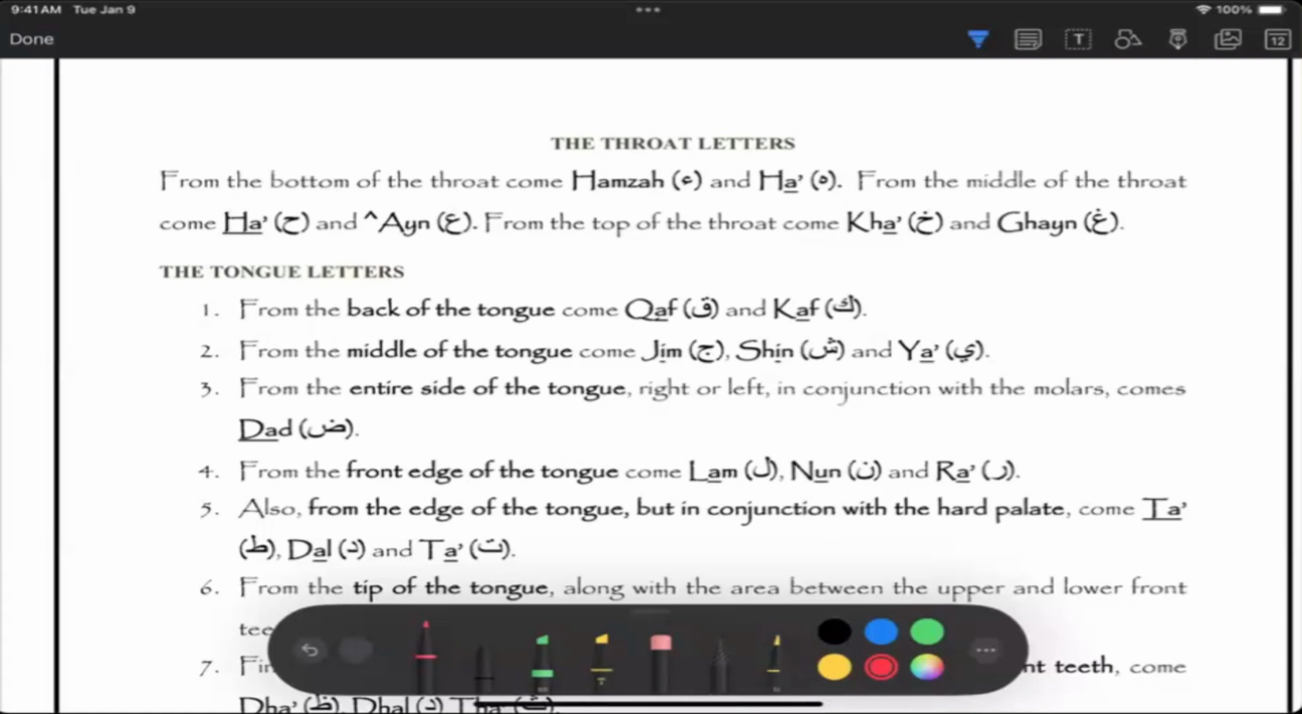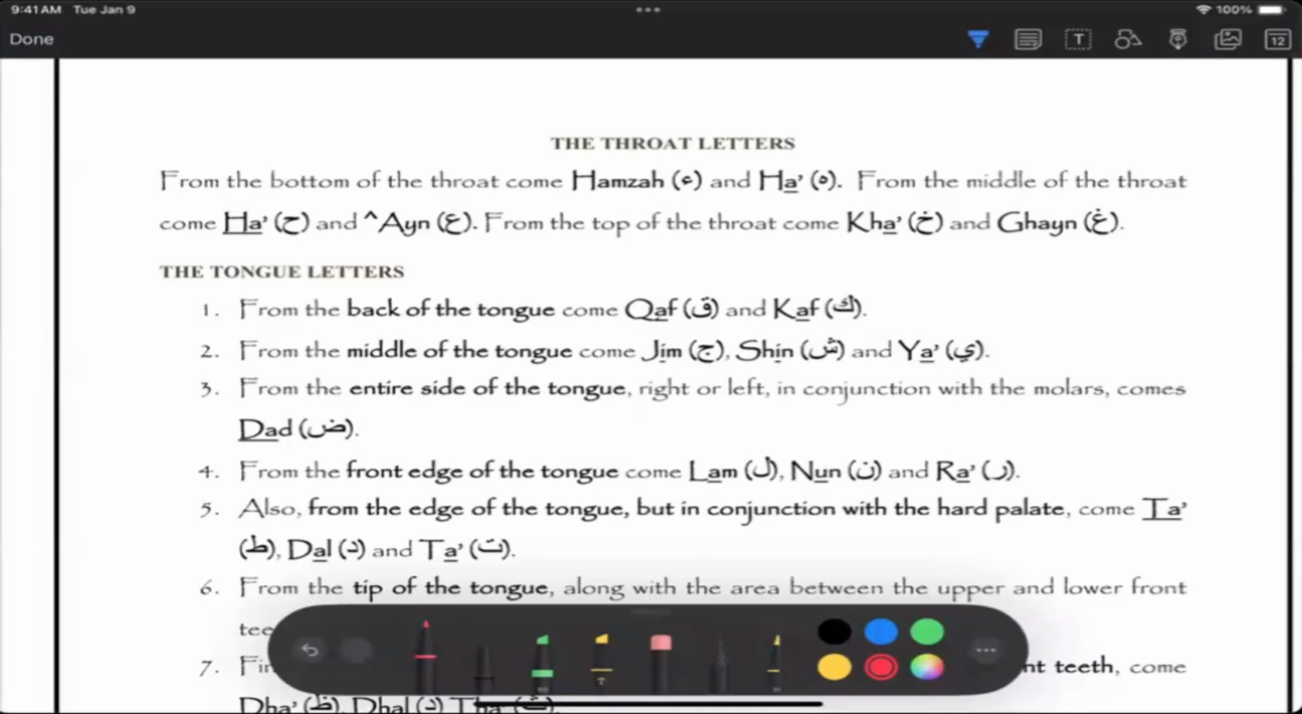Jim, sheen, and ya, they all come from the middle of the tongue. Middle of the tongue means if you were to stick your tongue out as far as it can go, where does your tongue stop on your lips? That's the middle. From the entire side of the tongue, right or left, in conjunction with the molars, comes the dad.